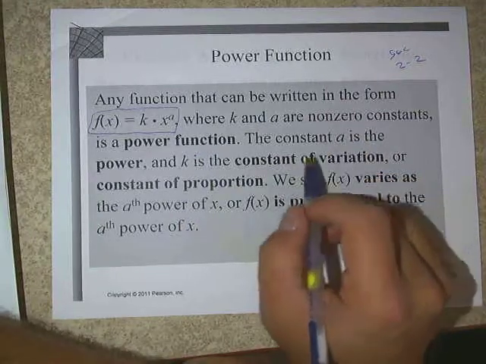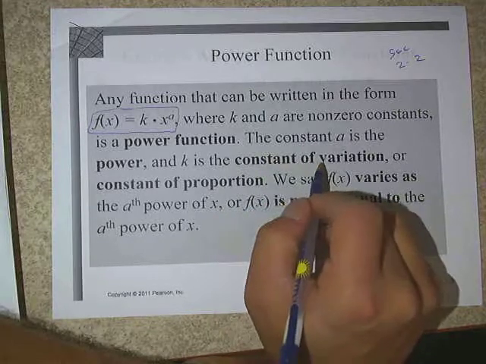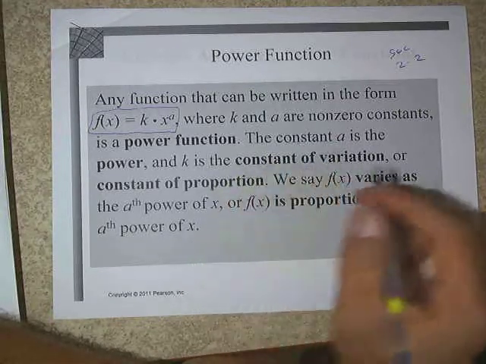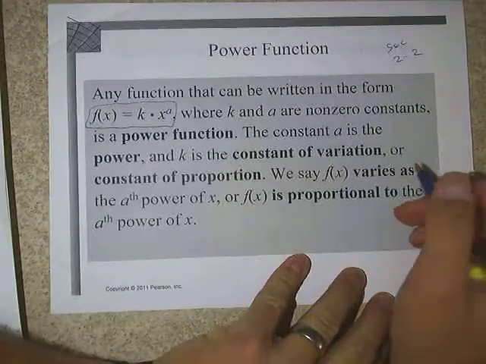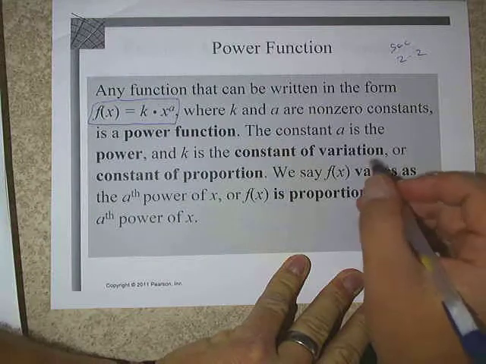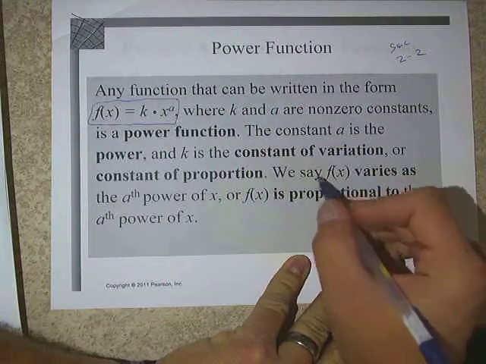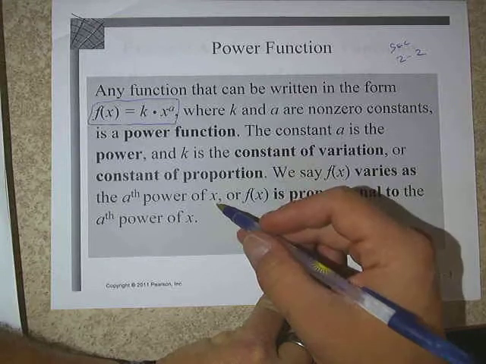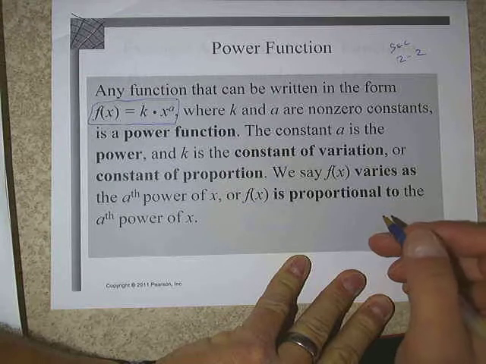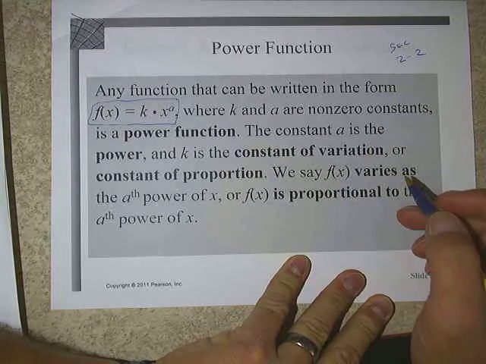Okay? The constant a is the power. The k constant is the constant of variation, or we call it the constant of proportion. And then we're going to deal with some words here in a few minutes, how to say that in English in terms of proportions and varies. So we say that f of x varies as the ath power of x, or that f is proportional to the ath power of x. We're going to talk a little more about the vocabulary in just a minute.